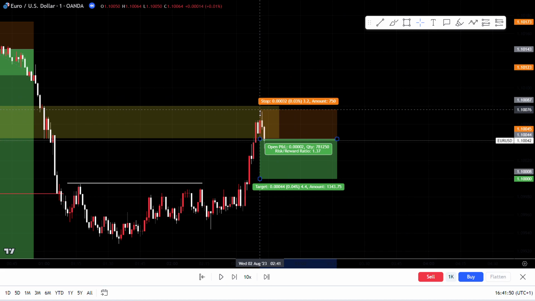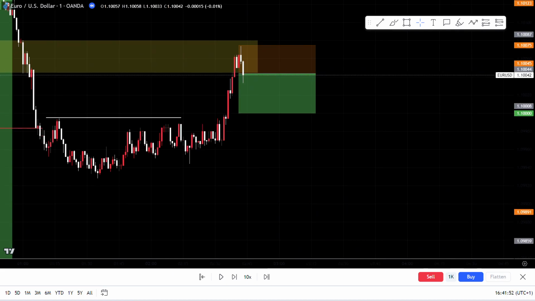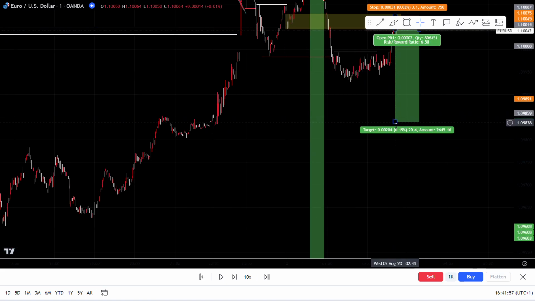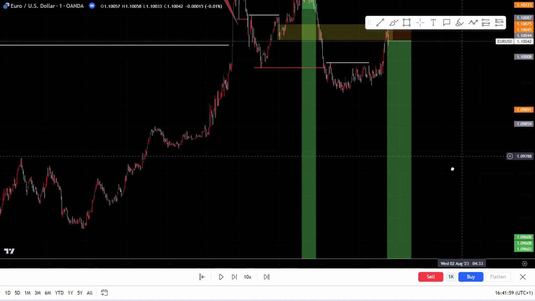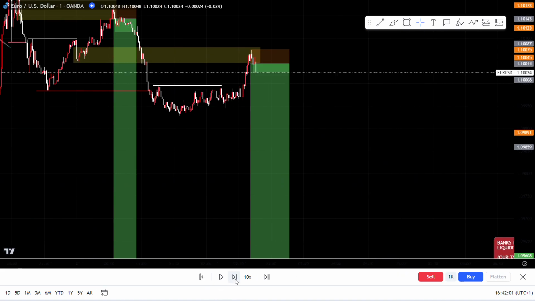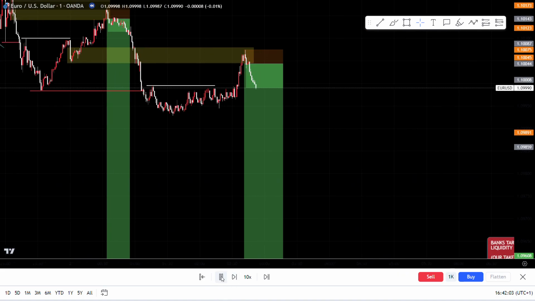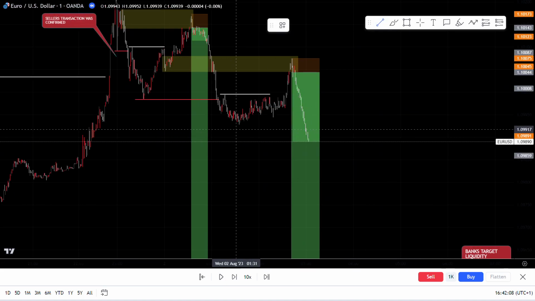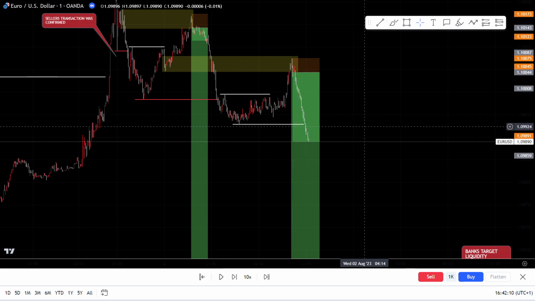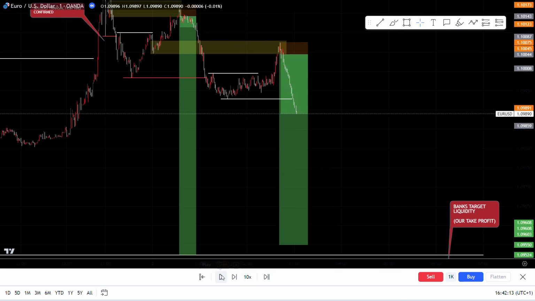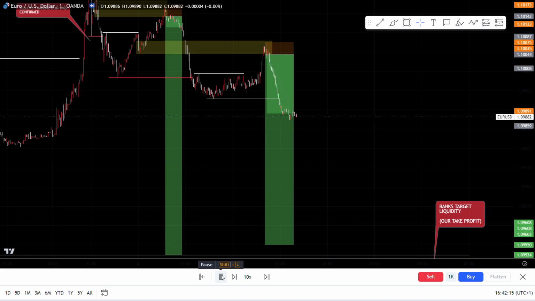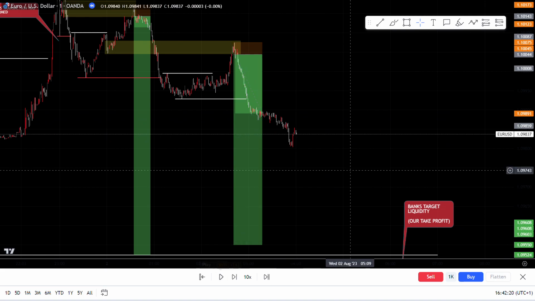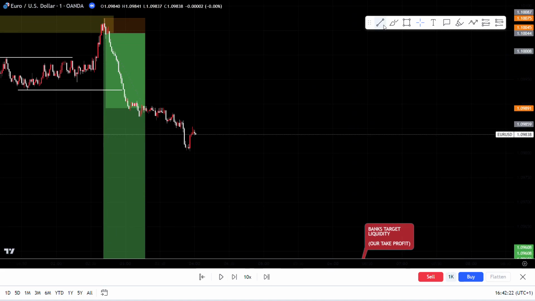Here, 3 pip stop loss makes sense. Target again this liquidity. My stops are break even in this trade once this low is taken out, right? If you have any doubts, please make sure to ask me in the comment section. I will clear.